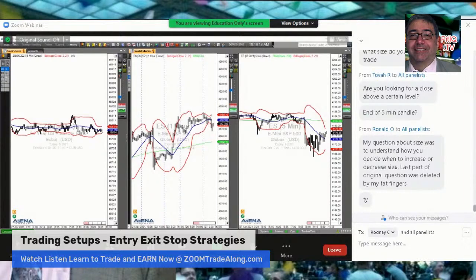Again, size is, it's nice if we can trade a little bit bigger, but the most important thing here is to get confidence in making money, and then you can increase your size, because then you can feel confident in putting on the trades.